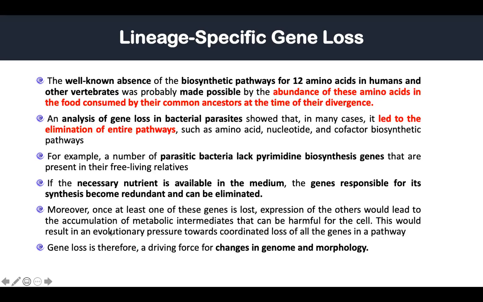So if the necessary nutrient is already available in the medium or in their food, the genes responsible for its synthesis become redundant and can be eliminated. So that's how they start losing those genes.